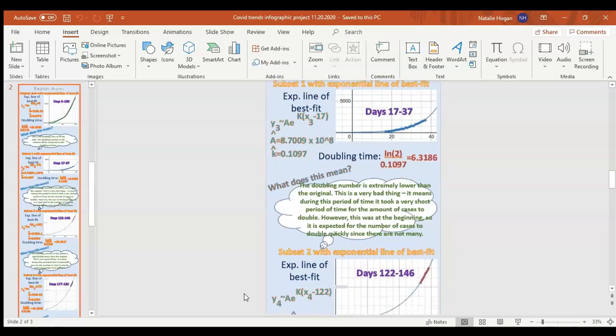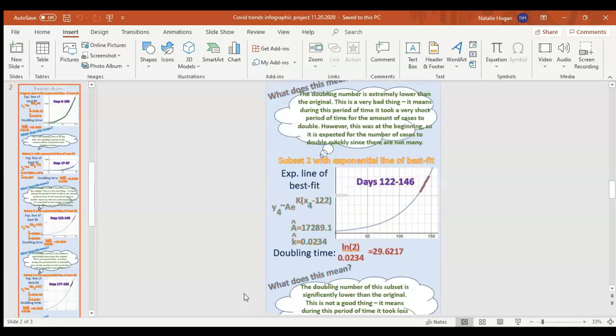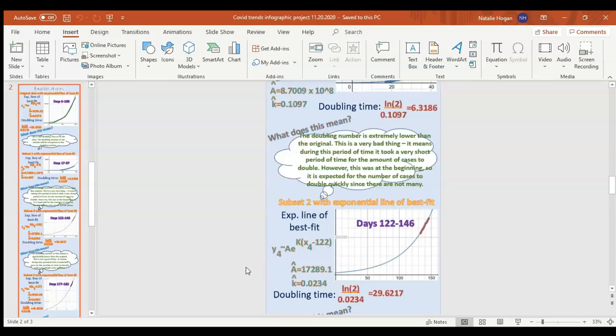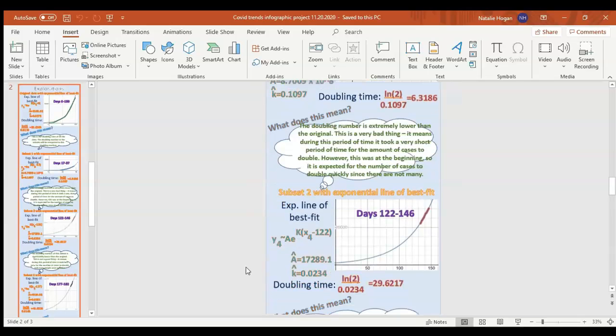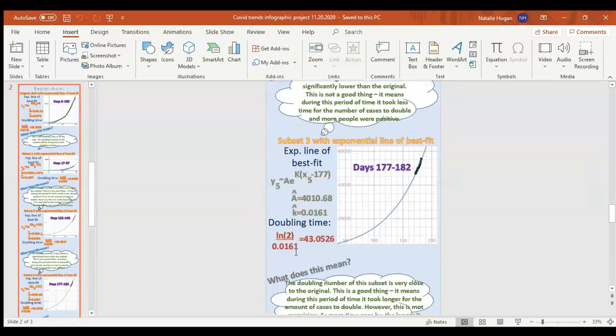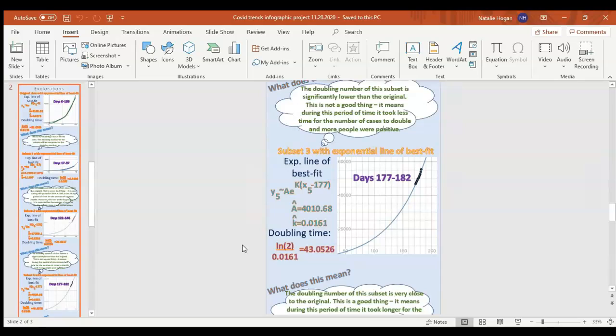So what's the next subset, from day 122 to day 146? That's about a month. So your first estimate was 6 days, and then it's a month. And what about the next subset? This one was the more recent one, from 177 to 182, and that one's a little bit over a month, probably about a month and a half. So if you compare the three doubling time estimates, you go from 6 to 30 to 43, right?